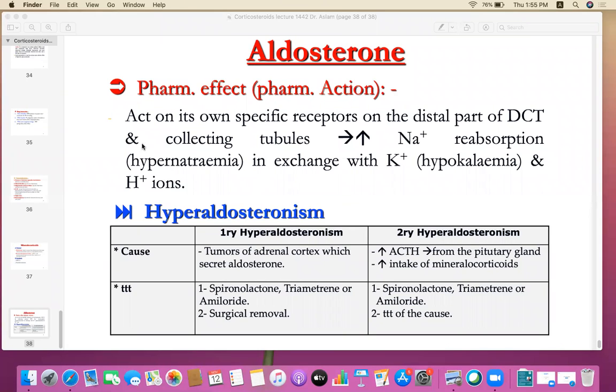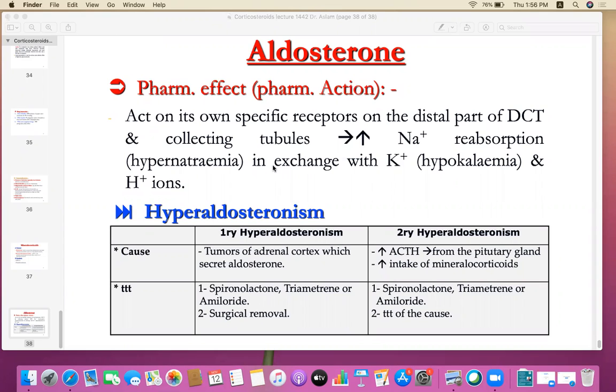So how does it act? It acts on its own specific receptor on the distal part of the distal convoluted tubule and collecting tubule, increasing sodium reabsorption, which is called hypernatremia, and in exchange with potassium, hypokalemia. So it will exchange the sodium and potassium. And what is the result? Hypokalemia, the potassium concentration in the blood will be decreased.